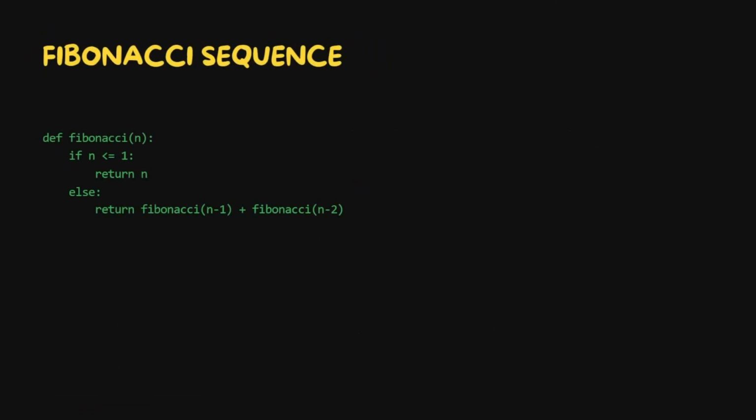So here's the code for the Fibonacci sequence. First we define a function named fibonacci with one parameter n. The base case is: if n is 0 or 1, we return n. So this is the base case. If n is less than or equal to 1, we return n. In the else case, for larger values, we compute the sum of the previous two numbers. Then we return fibonacci of n minus 1 plus fibonacci of n minus 2. This is the recursive call, breaking the problem into smaller subproblems.